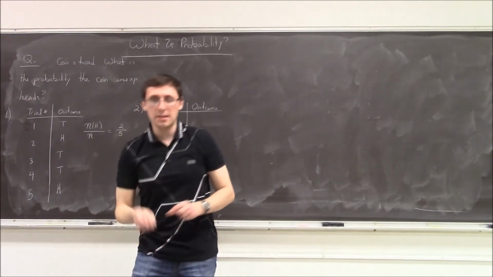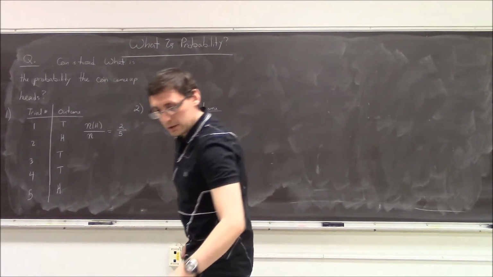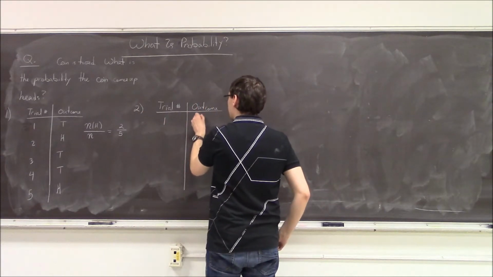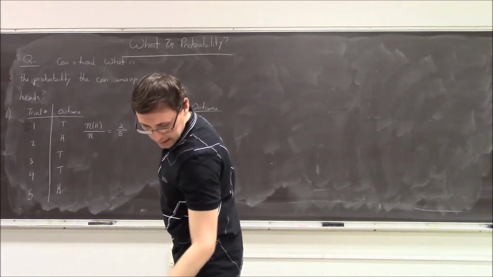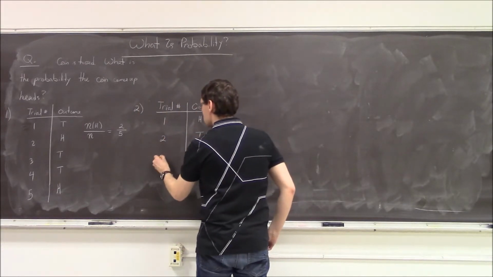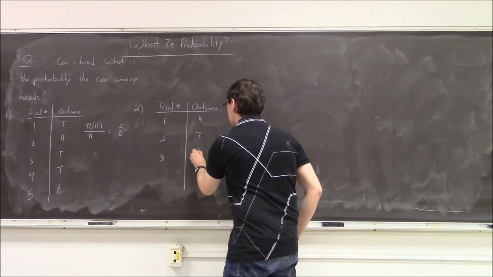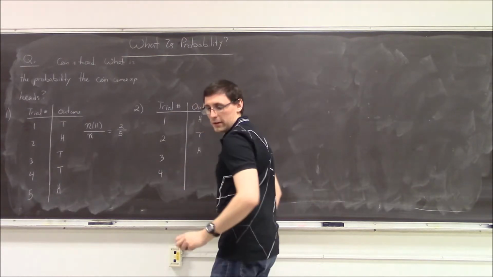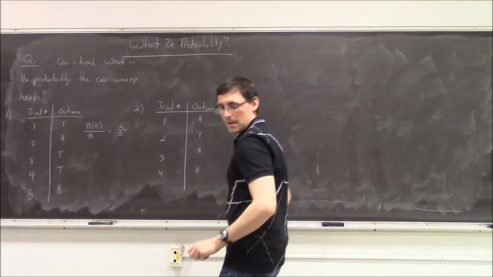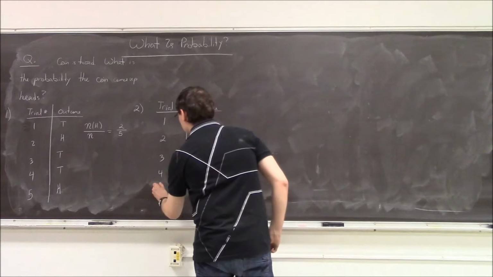So we throw the coins again. Let's see what we have now. Now we have first trial is heads. Second trial is tails. Third trial, heads. Fourth trial, heads again. And last trial was tails.